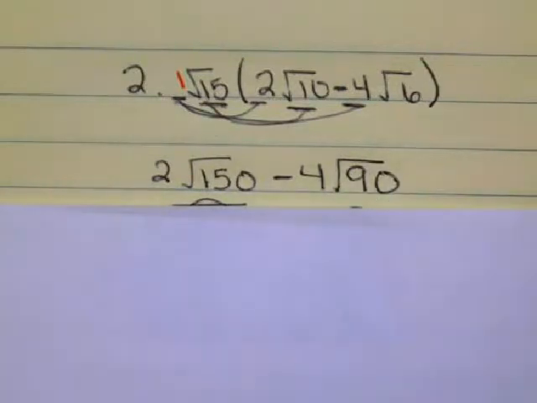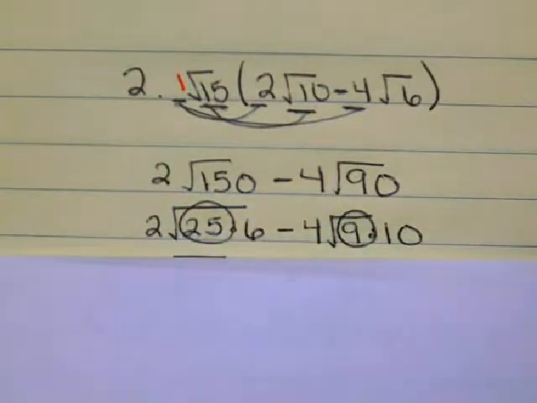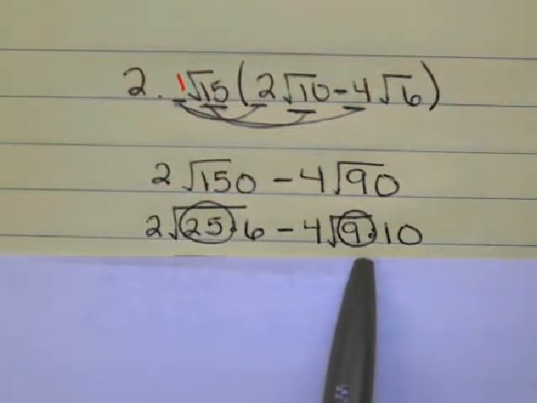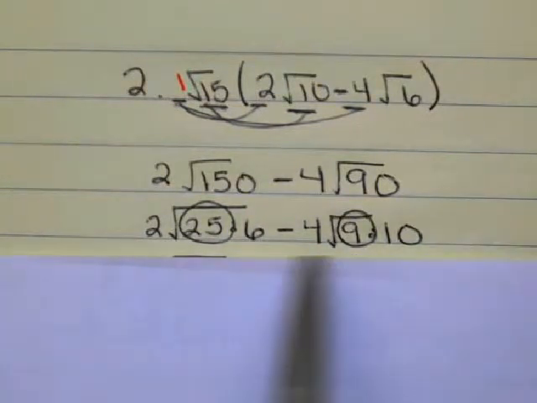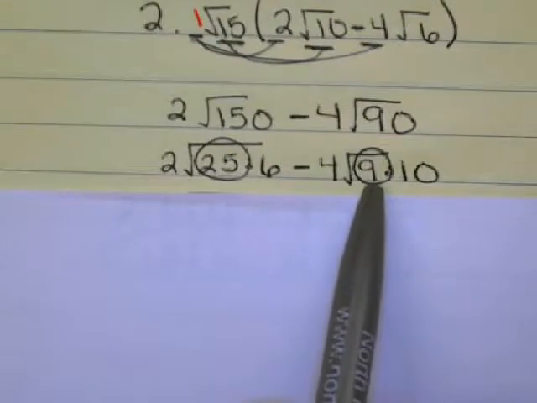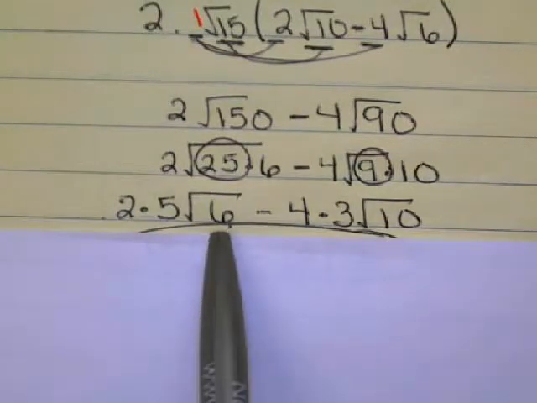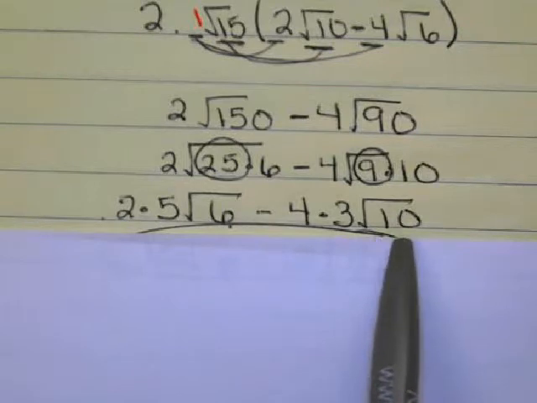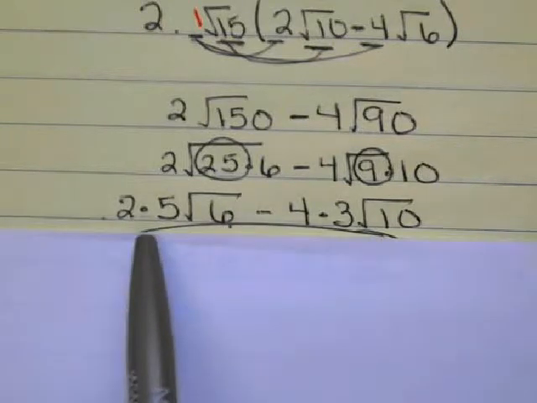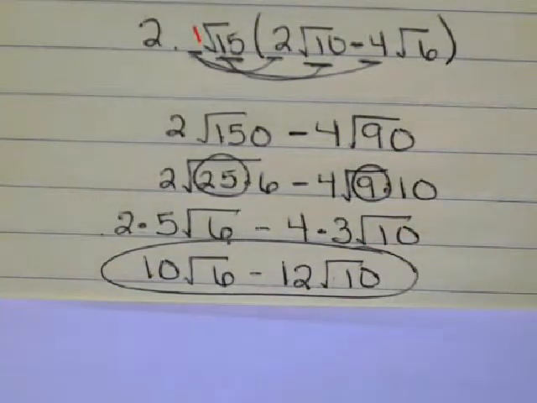From here I just have to simplify. 150 has a perfect square of 25 and 6, and 90 has a perfect square of 9 and 10. My perfect square is 25, and my perfect square is 9 here, so I'm going to pull those out, and when they come out they multiply. So I have 2 times 5 radical 6 minus 4 times 3 radical 10. 2 times 5 is 10, 4 times 3 is 12, so I get 10 radical 6 minus 12 radical 10. And I do not have like radicals, so I cannot combine anything with those.